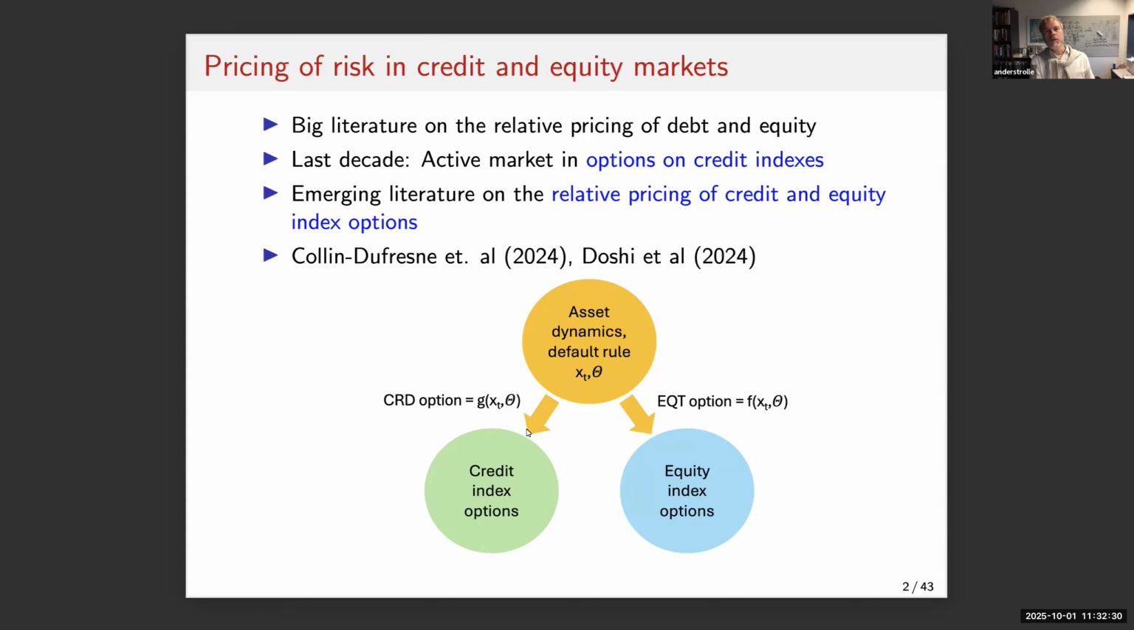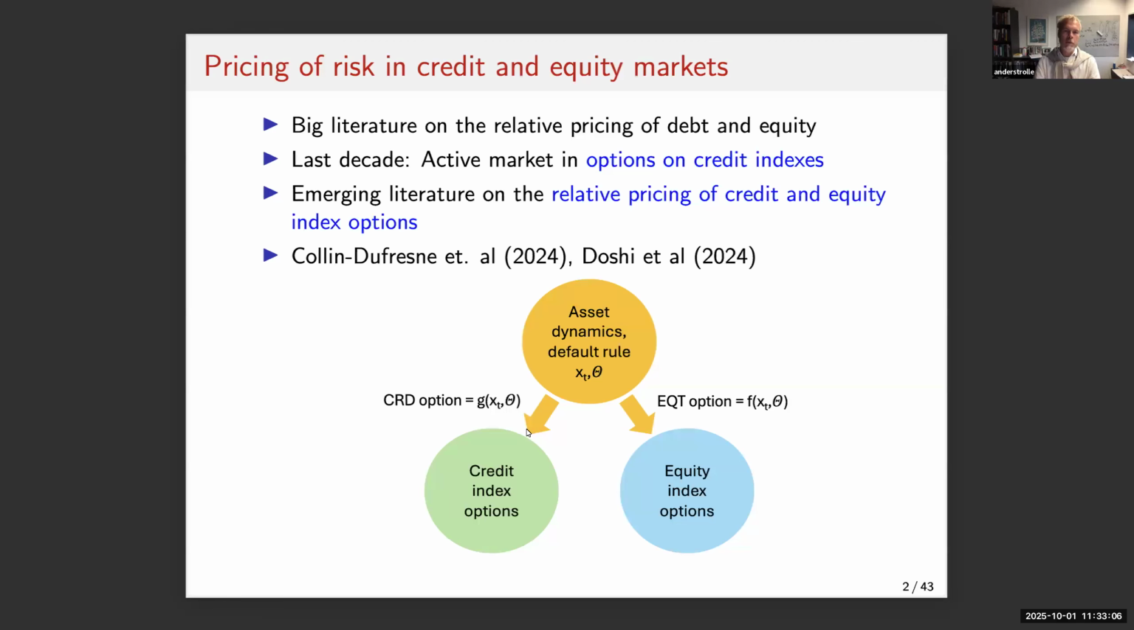If we go to the option space, obviously for many years there's been options on equity, and especially equity indices are super liquid. For many years, there was not a similar product on the credit side, but since 2011, 2012, there is actually a very active market in options on credit indices. So the situation nowadays is that there are options on both credit and equity indices. So, of course, a natural question is whether these types of options are priced consistently.